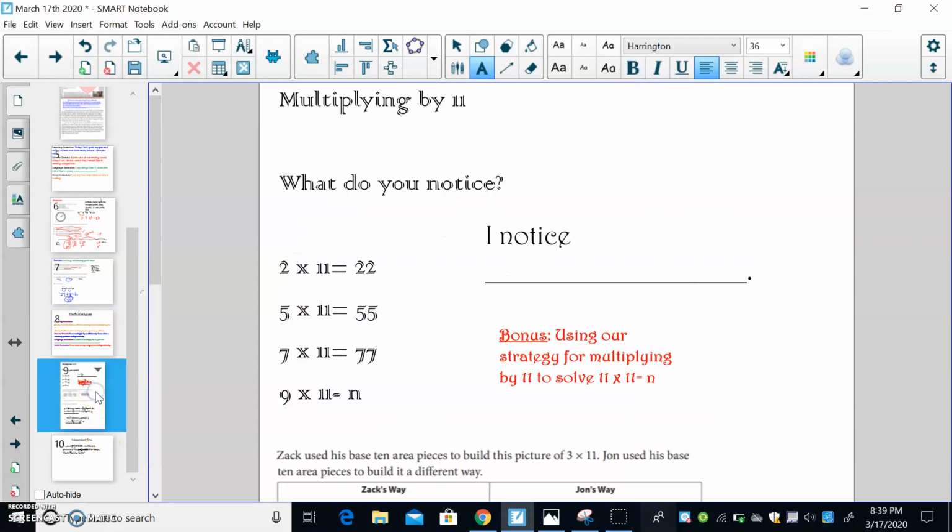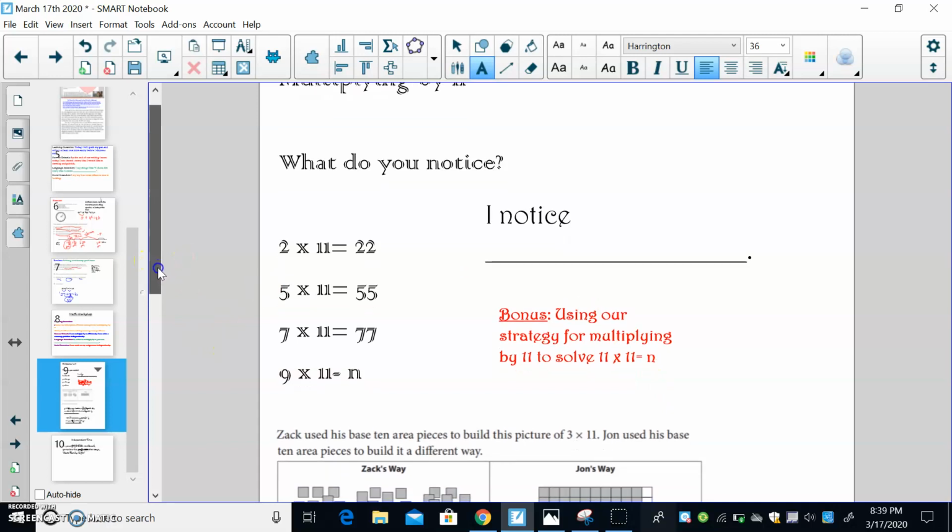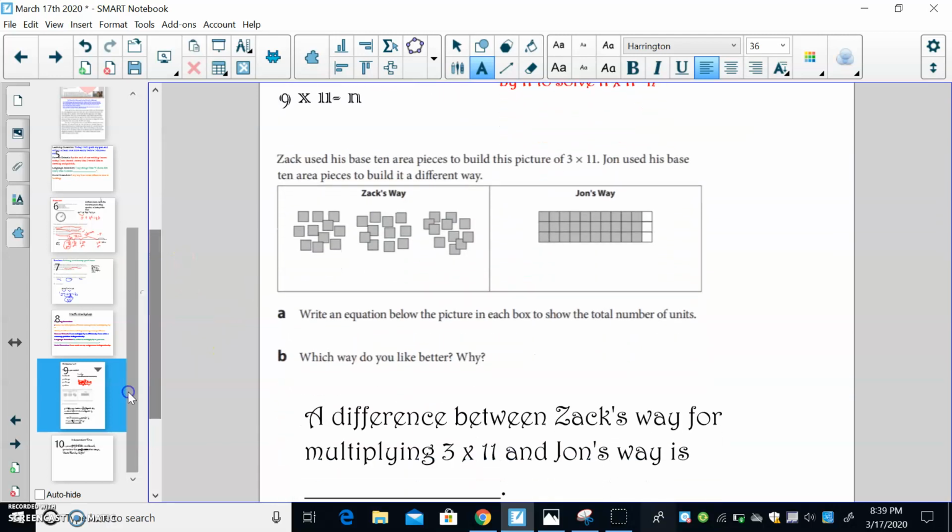So if we look at the meat of the lesson today, which is multiplying by 11, we're going to start off with this problem. Make sure you have your math notebook in front of you in case I ask you to jot anything down or do any math work in your notebook. So Zach uses base 10 area pieces to build this picture of 3 times 11. John uses base 10 area pieces to build it a different way. So the first thing I'm going to ask you to do is just to notice the difference between Zach's way and John's way. So take a moment to just observe what you see.